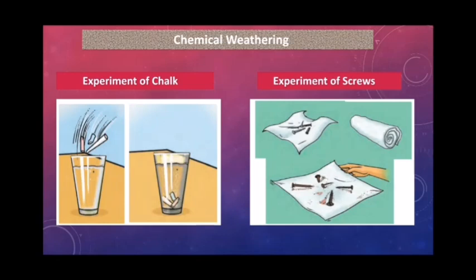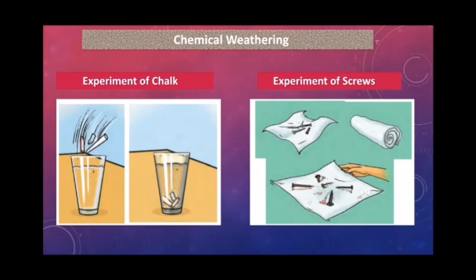So children, when you put some pieces of chalk into a glass of water, what do you think will happen to it the next day? So first, the color of the water changes and the calcium carbonate in the chalk gets slightly dissolved in the water, making it whitish in color.